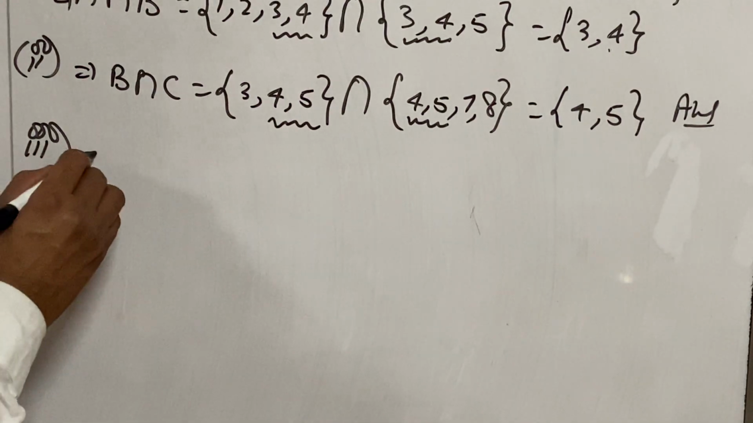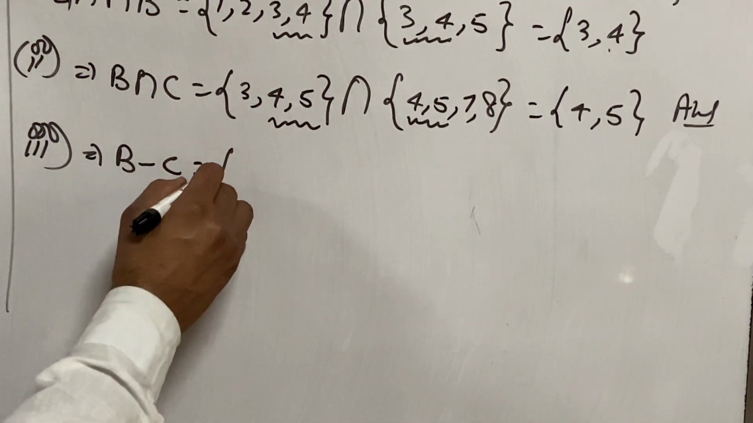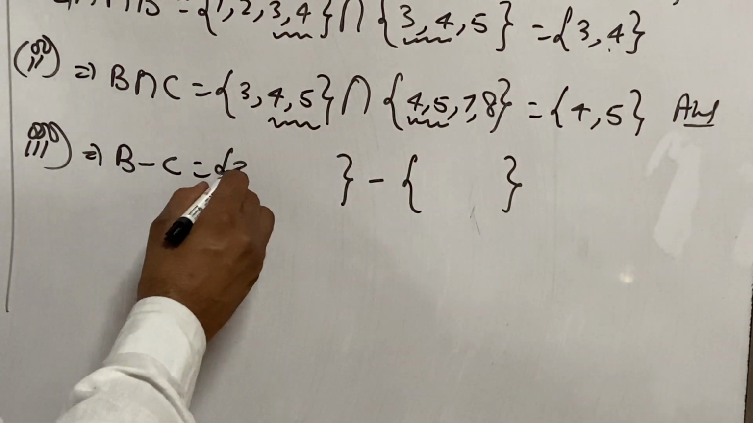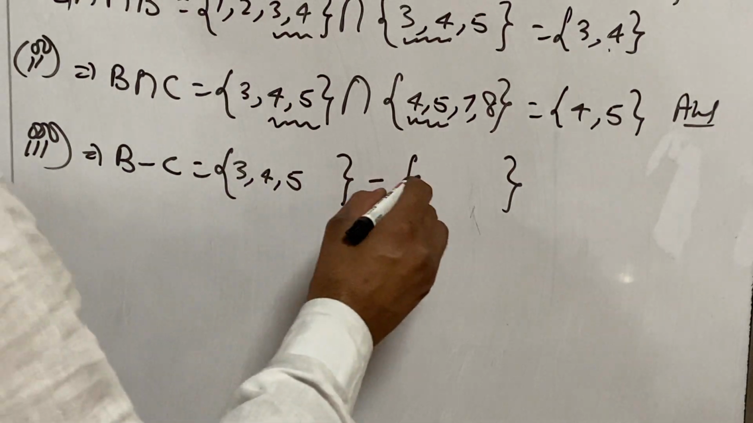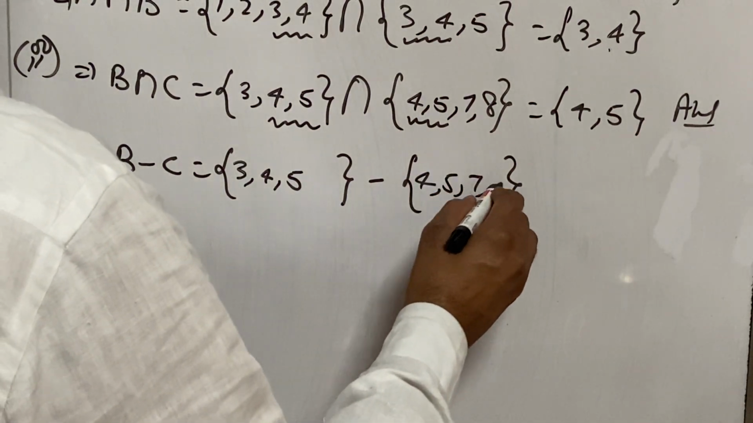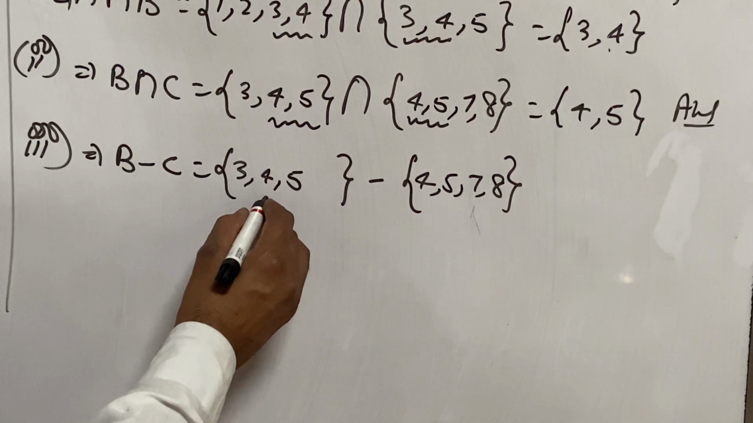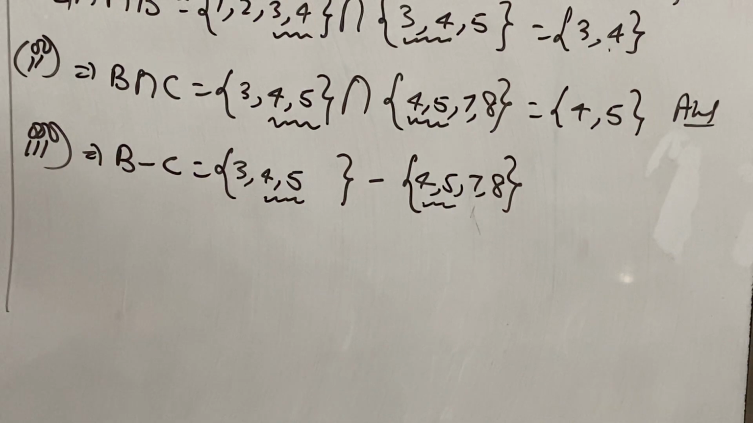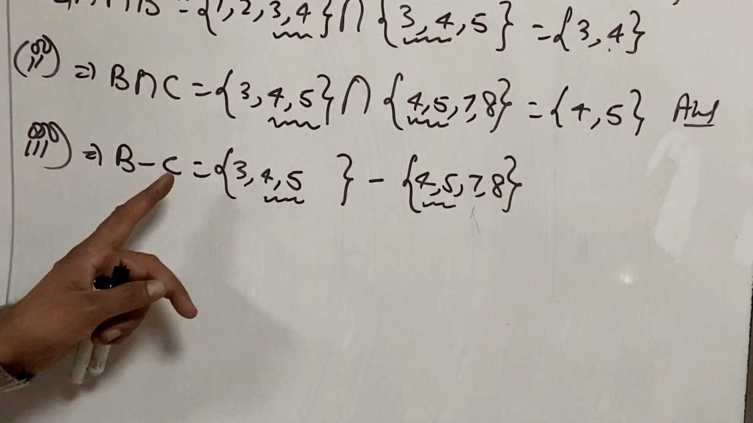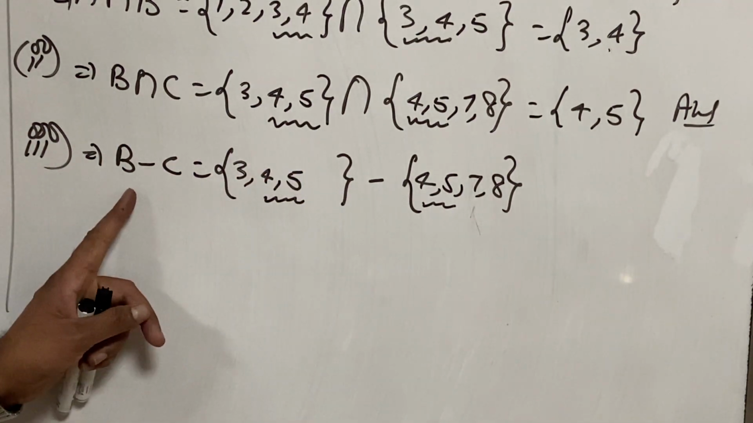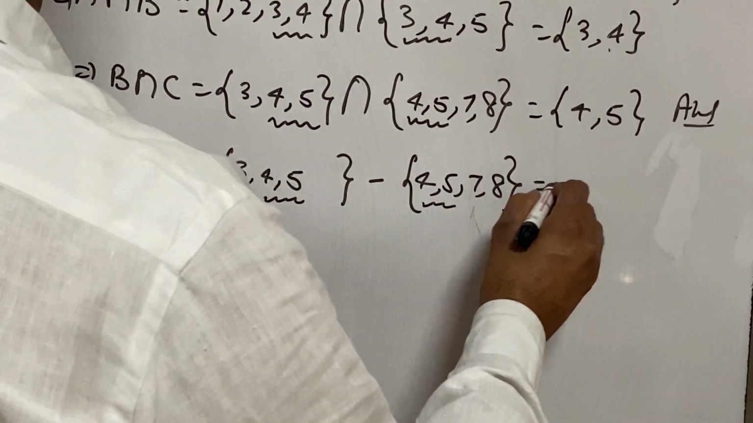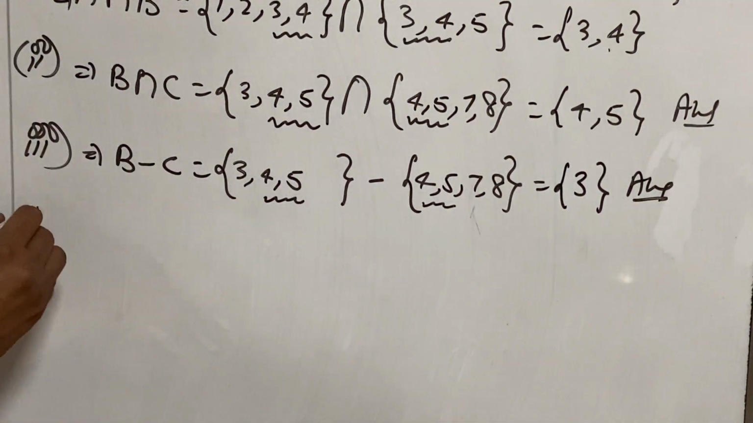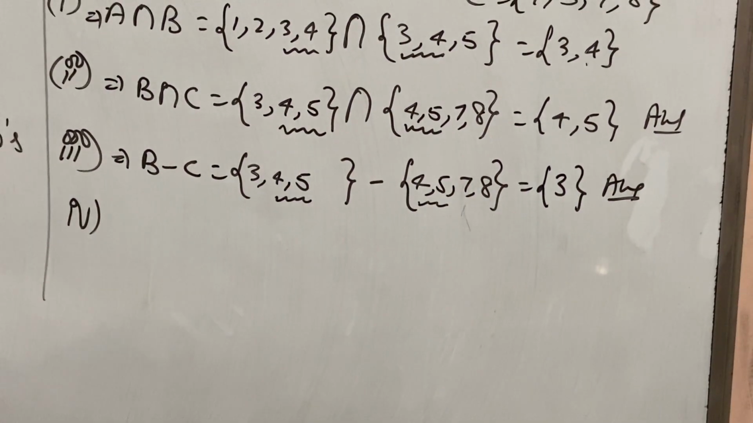Number 3. B minus C. This is set B and this is set C. B is 3 4 5, C is 4 5 7 8. What are the common elements of both? These are two elements which are common in B and C. Which set is in front? B. Which set is behind? C. Leaving out the common elements from set B, the remaining element is only 3, which lies in the set B minus C.